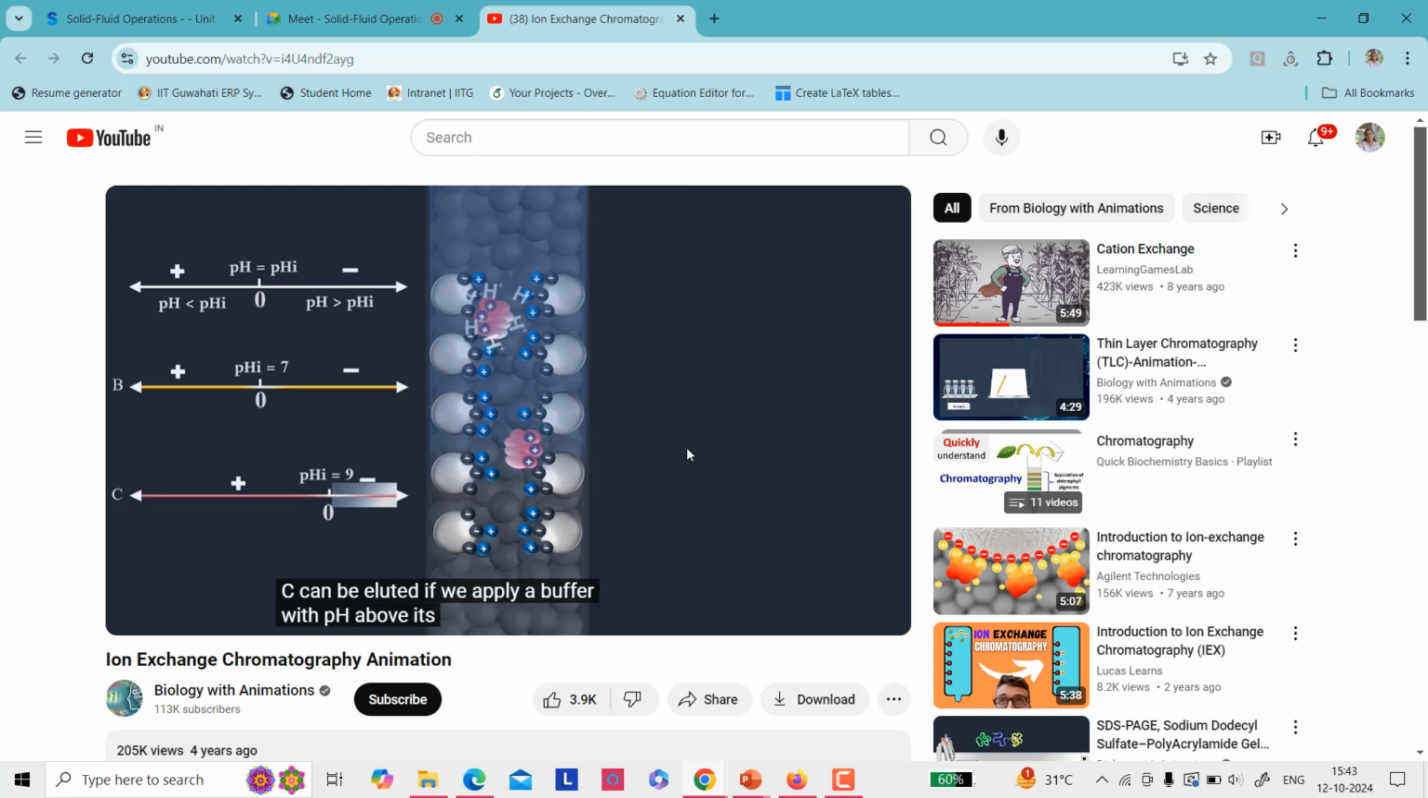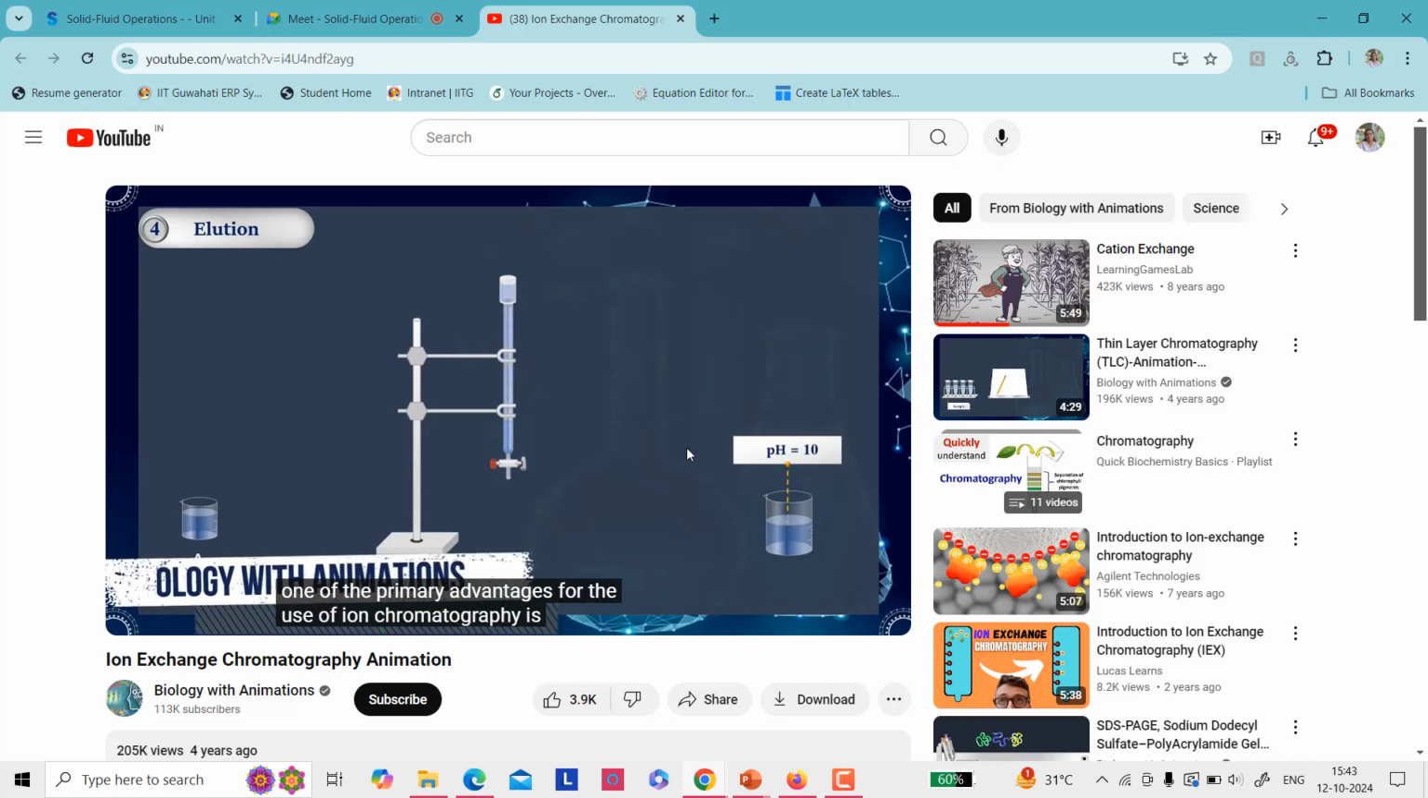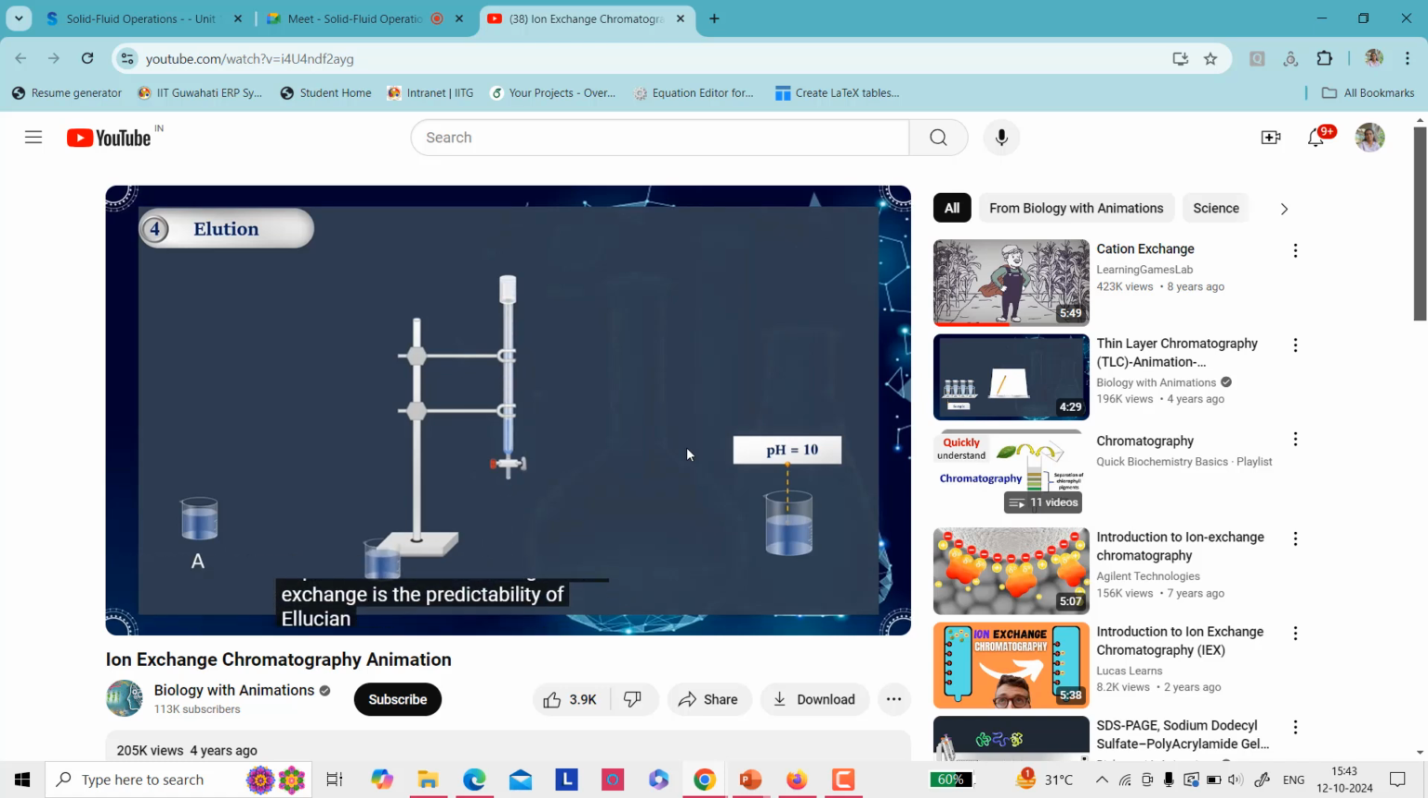So that is the ion exchange region. An advantage is that only one interaction is involved during the separation. Another advantage of ion exchange is the predictability of elution patterns, by varying the ionic strength or the pH. There are different forms of gradient. So this is your ion exchange. You can see how this ion exchange occurs.